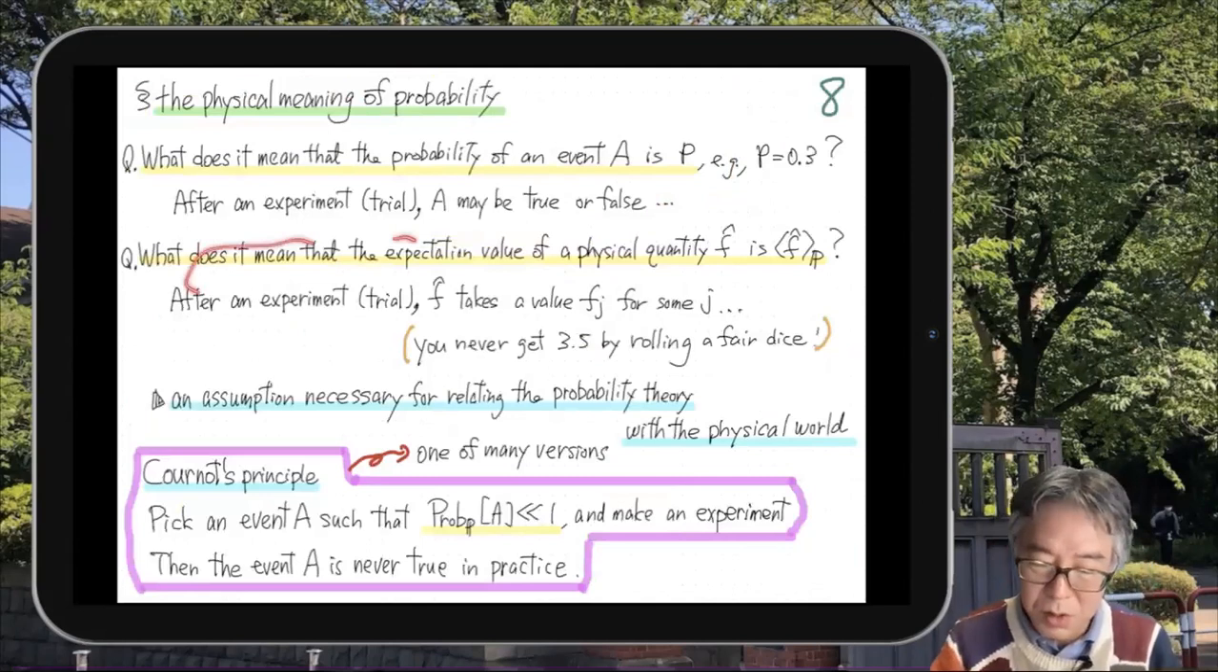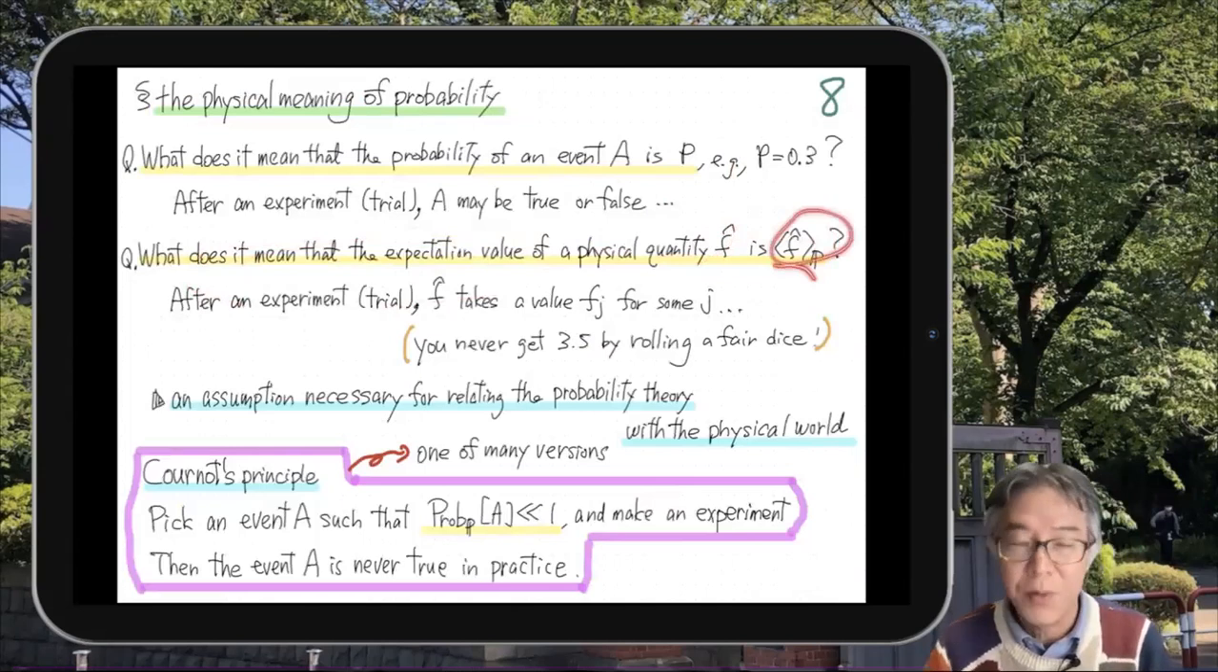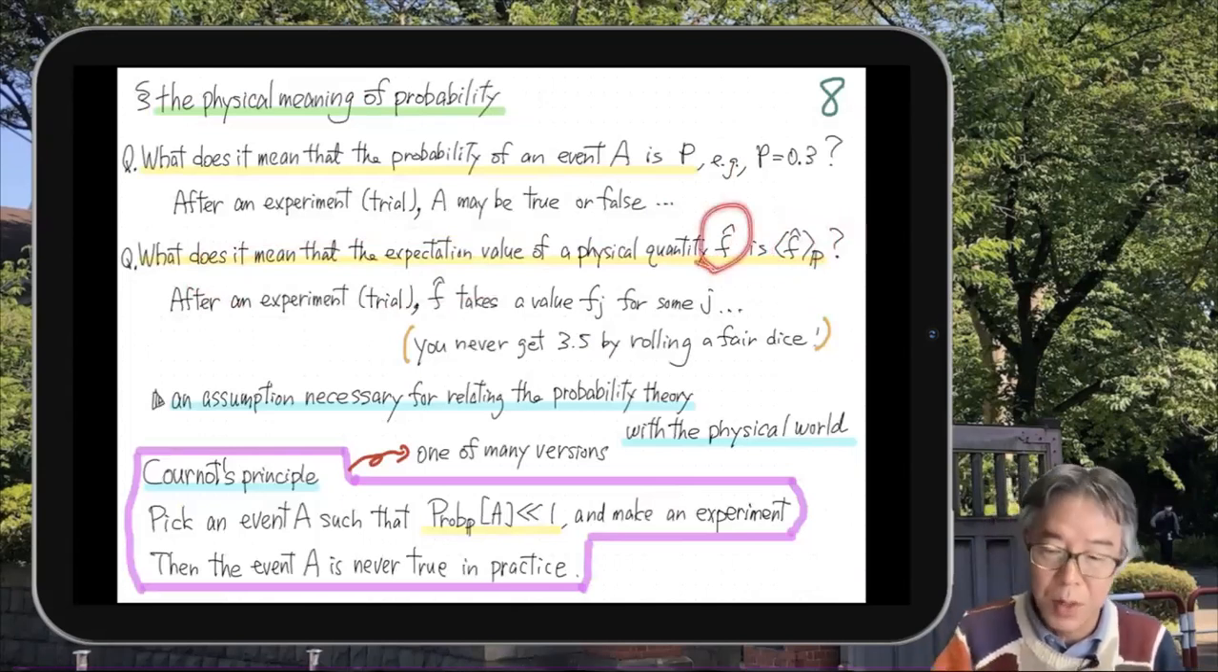So that answers this question. What does it mean that the expectation value of physical quantity f is f? Well, if this condition about the standard deviation of f is satisfied, then we can say that the expectation value of f is basically what you get when you measure f.